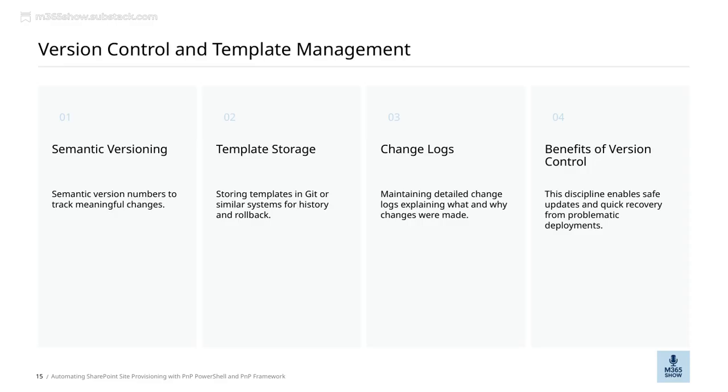Storing templates in systems like Git is another important aspect. By doing so, we create a history of our templates that we can refer back to or restore if needed. This approach makes rollback straightforward and reduces the chance of losing important configurations. Semantic versioning is also a vital practice. Using meaningful version numbers helps us track significant changes over time, so we know at a glance whether a release is a minor update or a major overhaul. Overall, adopting these practices ensures our SharePoint site provisioning is more reliable, manageable, and resilient to issues.